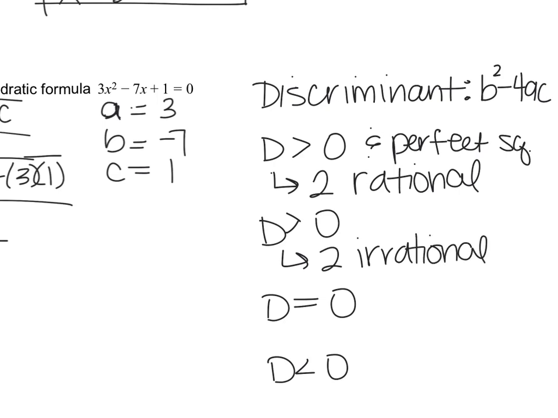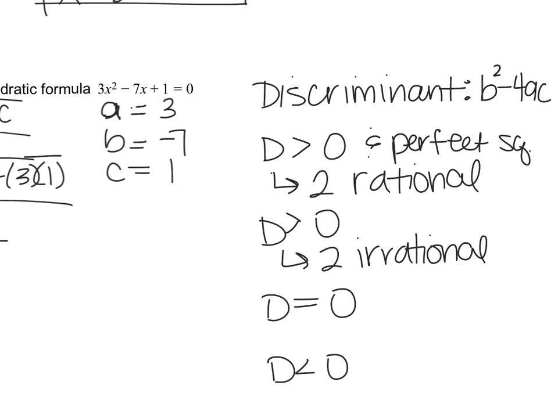So that would be an example of what we just did. We got 37 underneath our square root for our discriminant. That's just a number greater than 0. It's not a perfect square. That tells me that the square root is still going to be part of my solution.